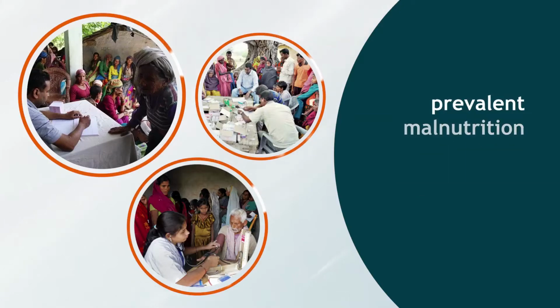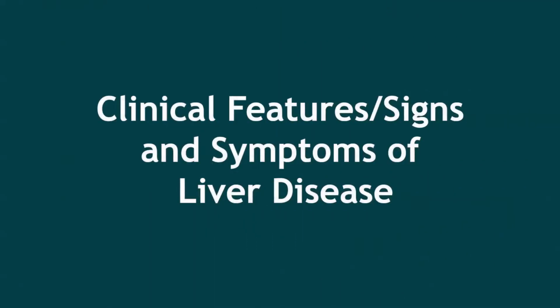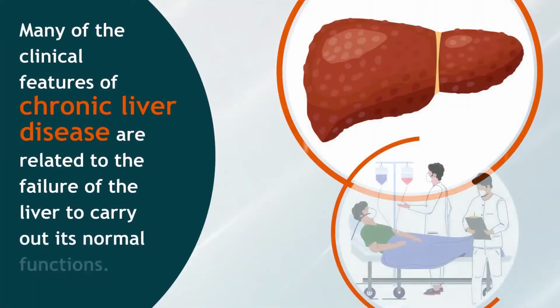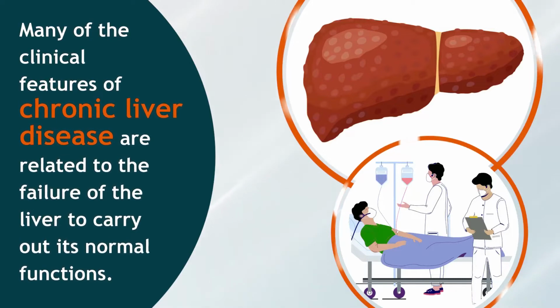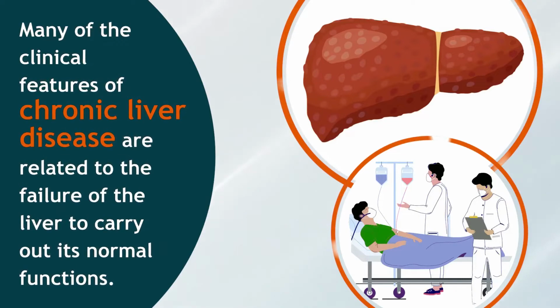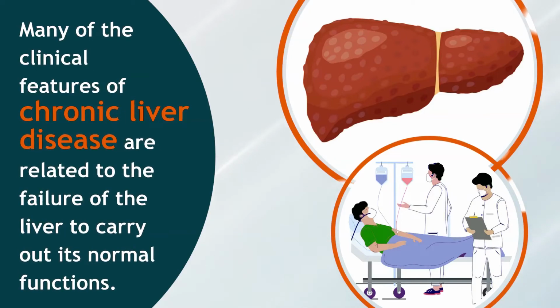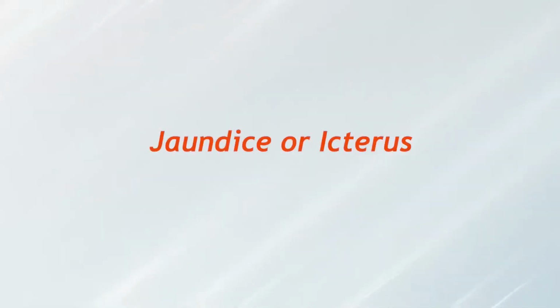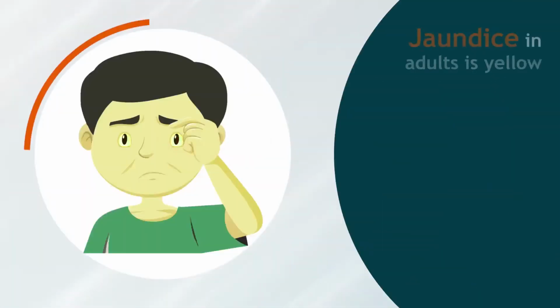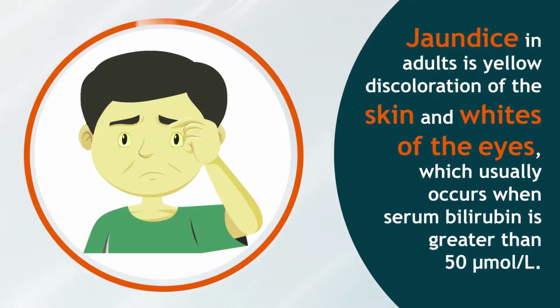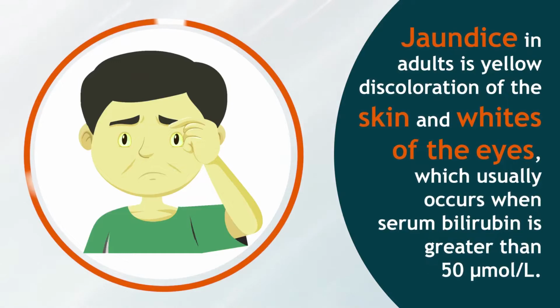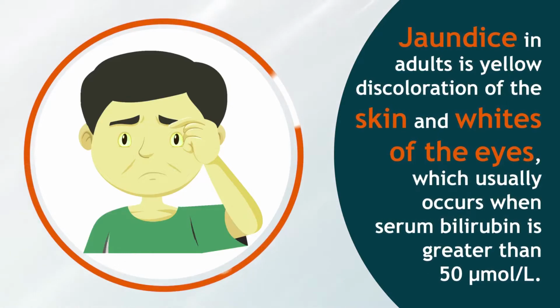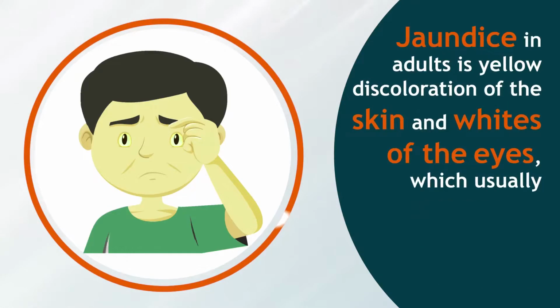to the challenges. Clinical features or signs and symptoms of liver disease. Since many of the clinical features of chronic liver disease are related to the failure of the liver to carry out its normal functions, we will be discussing them in this video, such as jaundice or icterus. Jaundice in adults is yellow discoloration of the skin and whites of the eyes, which usually occurs when serum bilirubin is greater than 50 micromoles per liter.